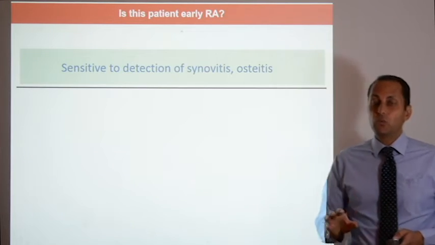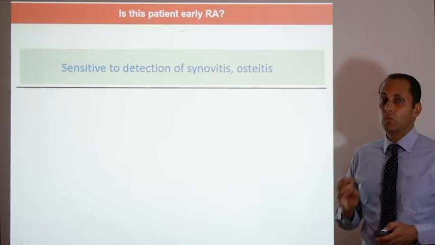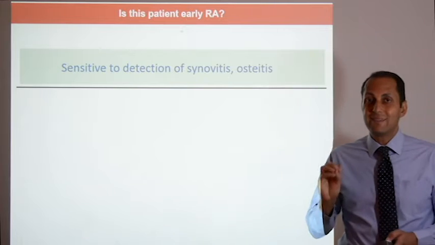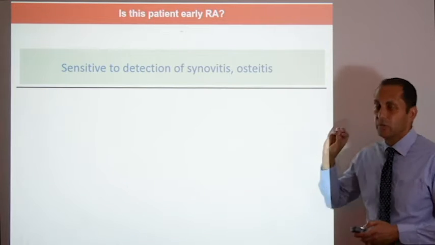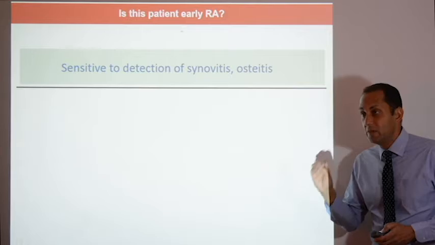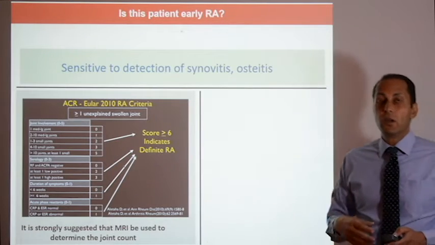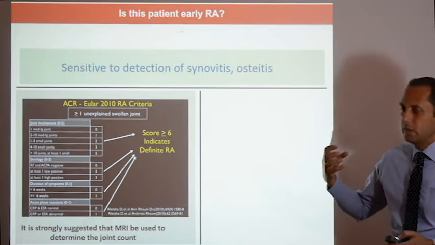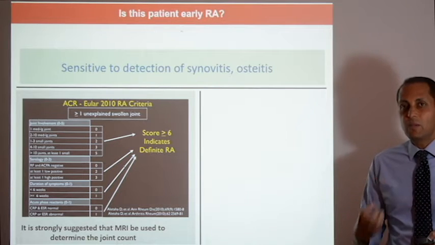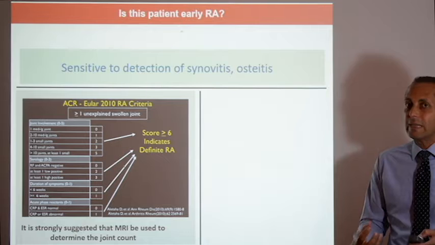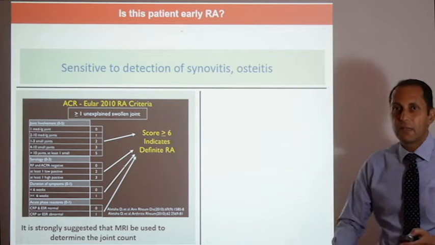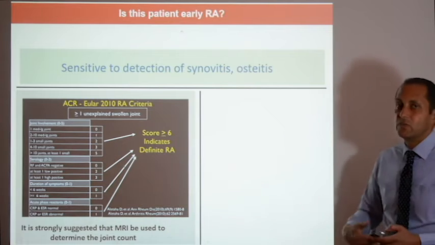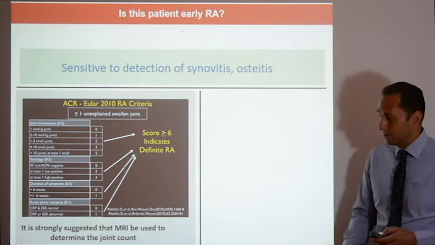What will MRI do? If you go to the Department of Radiology, what will you get from an MRI? The MRI is sensitive to the detection of synovitis and osteitis, bone marrow edema. The ACR and EULAR 2010 criteria place a lot of weight on the joint count. If I examine a patient and I get a joint count of 4, an MRI can increase this number to maybe 12 or 15 because it's very sensitive to the detection of synovitis.